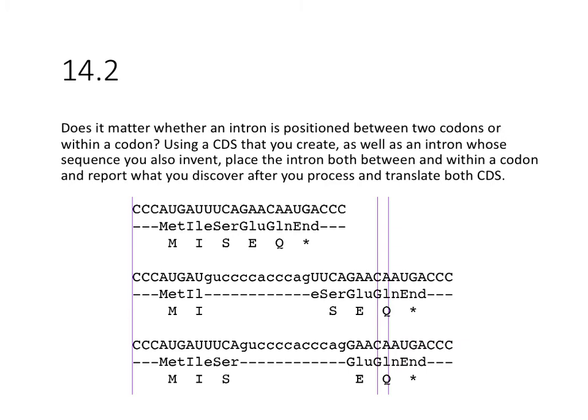So I created 2 different introns. I inserted an intron between the second and the third positions of the isoleucine codon. That's that version. And where did I put the other one? Between serine and glutamine. So if there was an intron there in red, do the positions of the introns affect the protein? Does it matter if we put an intron within a codon or in between codons? When this gets spliced out, what happens to translation in either of those 2 scenarios?